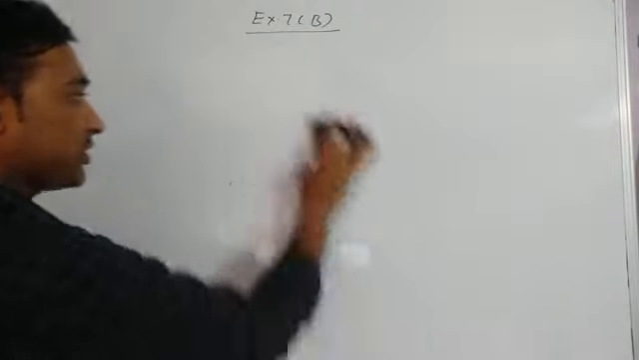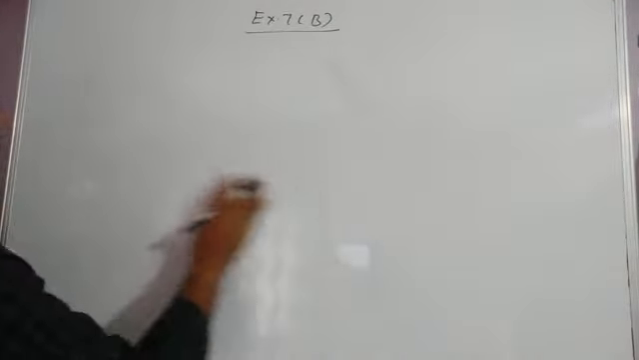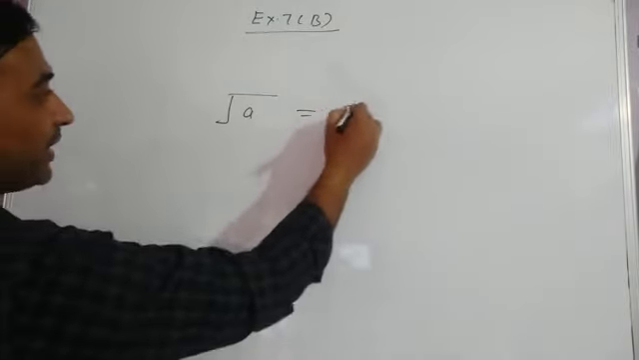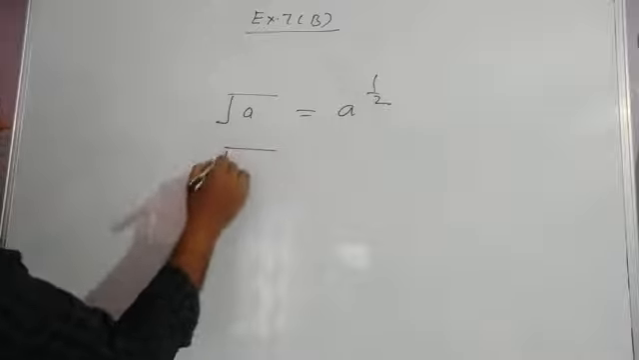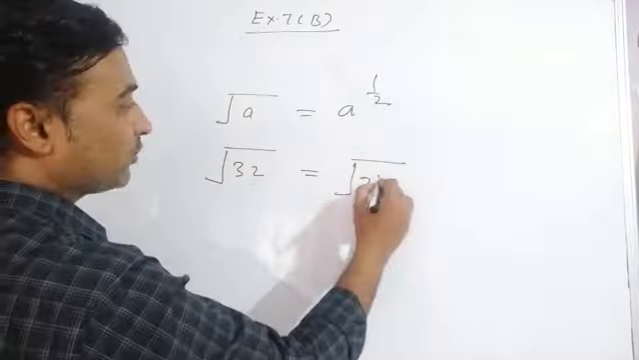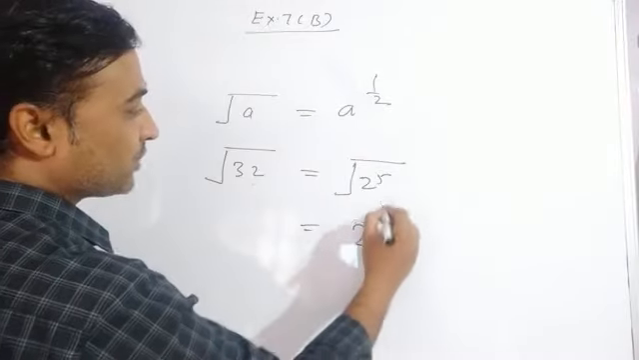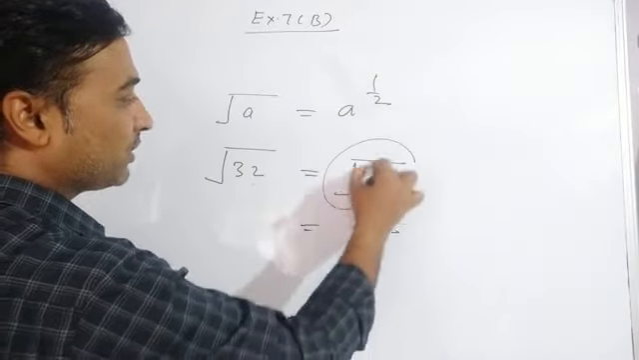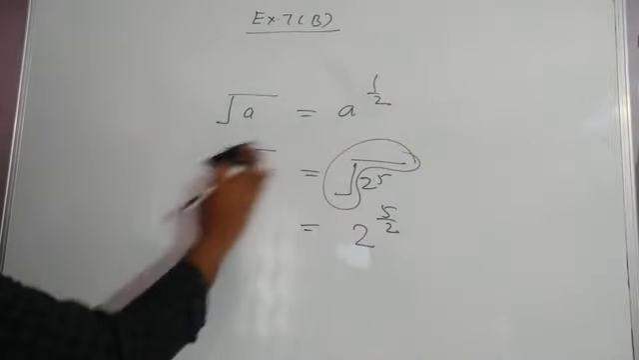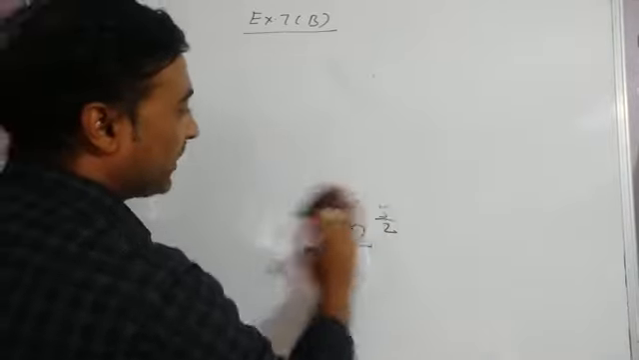We have solved the sums based on this. Then the next concept: if there is a root of a, how do we write it? a raised to 1 by 2. If it is root of 32, this will be written as what? Root of 2 raised to 5, so this will be 2 raised to 5 upon 2, because the root is nothing but 1 upon 2.